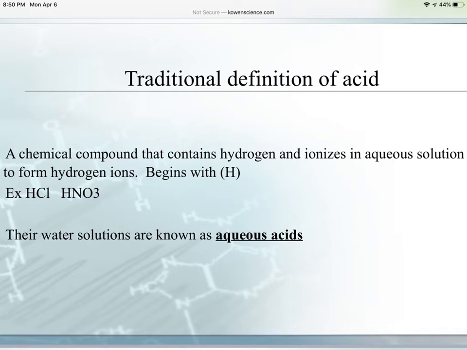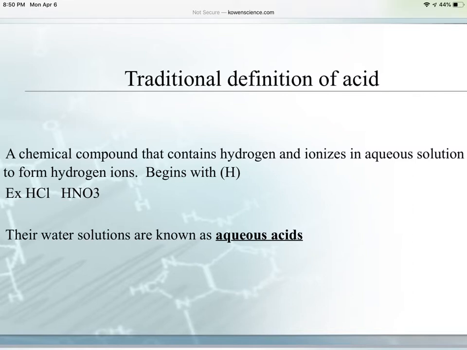The traditional definition of an acid is that it's a chemical that's made up of hydrogen, and so it begins with hydrogen. And that's what I want you to know as far as how to look at a chemical and go, oh, that's an acid. It always begins with hydrogen. And so if we were to look at these examples I've got over here, we can tell that HCl, which is hydrochloric acid, is an acid because it begins with H. HNO3, an acid because it begins with H.